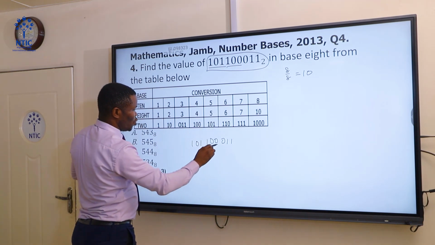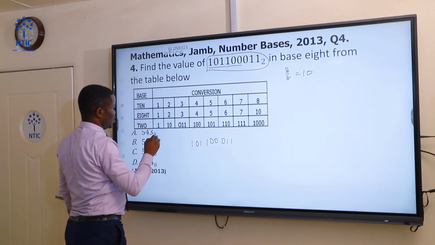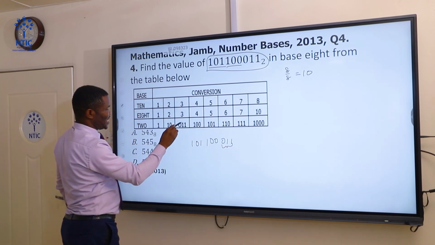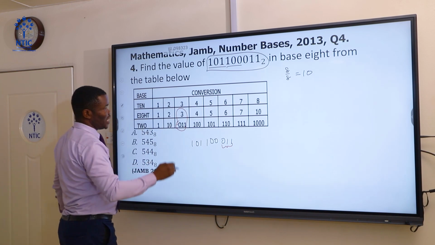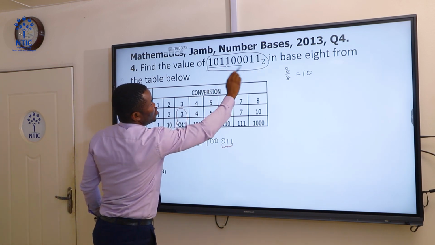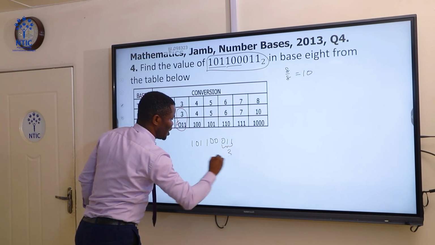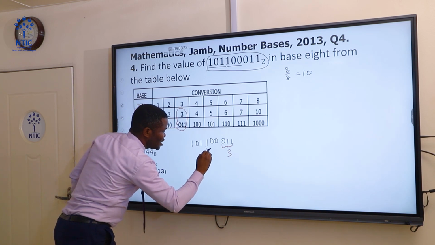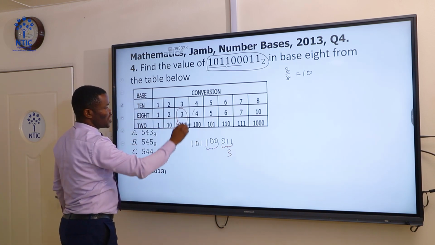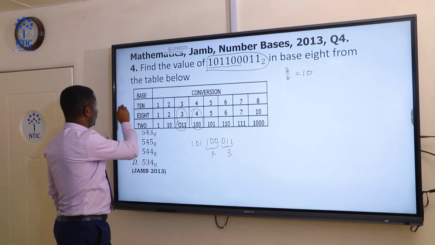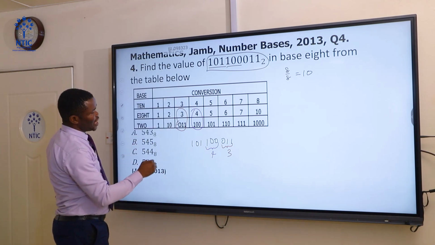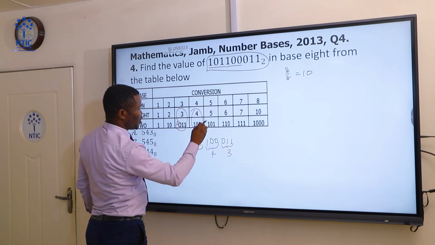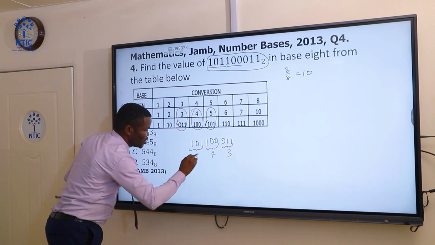If you check from the table, 101 here represents 5 in base 8, because we are looking at this number in base 8. So this is going to be equal to 5. Why this represents... This is 100. 100 represents 4. So this is going to be 4. Now you have 011. This is 011. 011 represents 3. So this is 3.